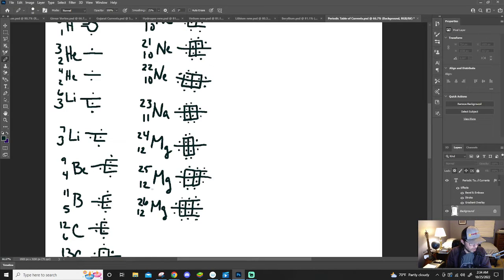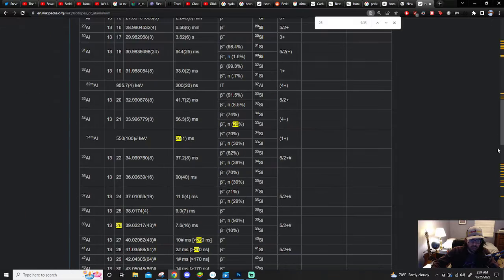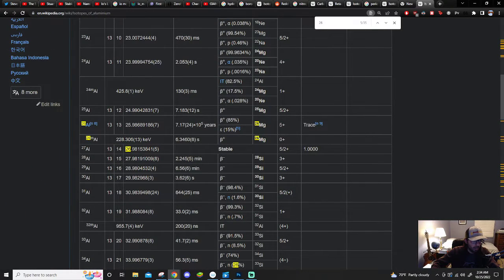But it's really only stable at 27, so I guess this one. If it's 26, then it would have to have this arrangement, which is probably why it's not very stable. And it decays into, was it this one, the magnesium 26? It just turns into a neutron. That's right, I found it down here. Yeah, it just pretty much turns into a neutron.